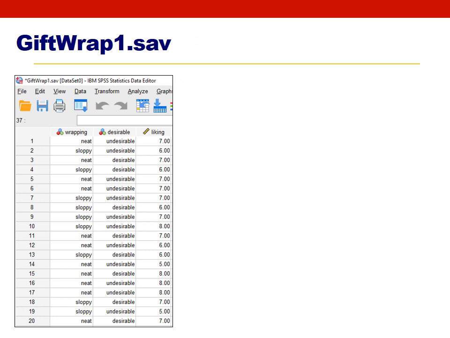The data file for this study is called giftwrap1.sav. For each participant, we know three things. First, we know whether the gift that they got was wrapped neatly or wrapped sloppy. Second, we know whether the gift that they got was desirable or undesirable. Third, we know how much they liked that gift, which they self-reported on a 9-point scale.